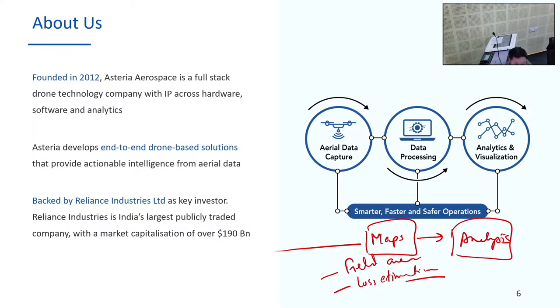Basically, whatever can be done using drones can be possible through Asteria Aerospace. Asteria was acquired by Reliance Industries in 2019. So Asteria is a Reliance subsidiary company. You can say that it's a Reliance company only.